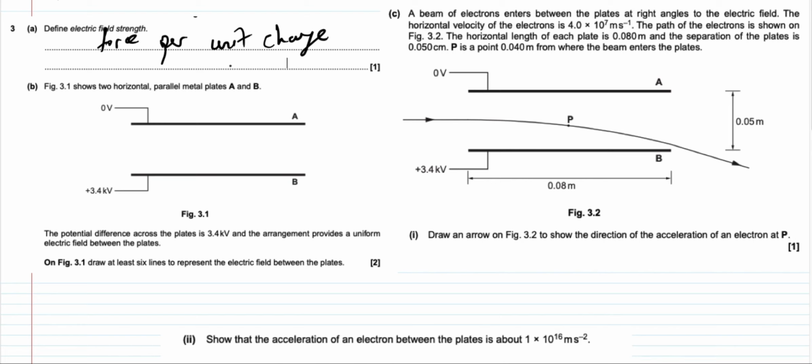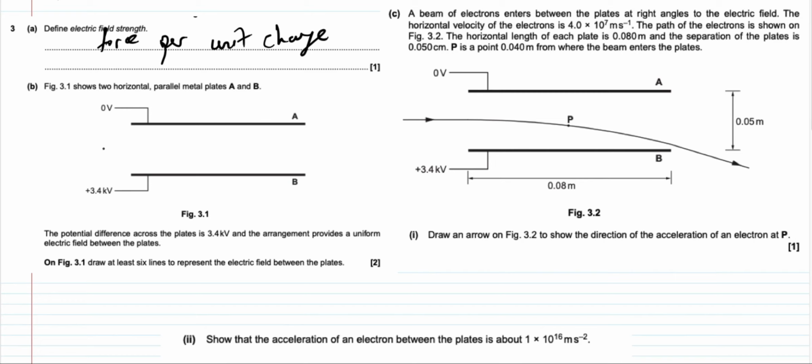So a charge is placed at some distance from another charge. That charge will have some type of force acting on it. And so for that reason, we say that the electric field strength is the amount of force that the test charge will experience per unit charge.